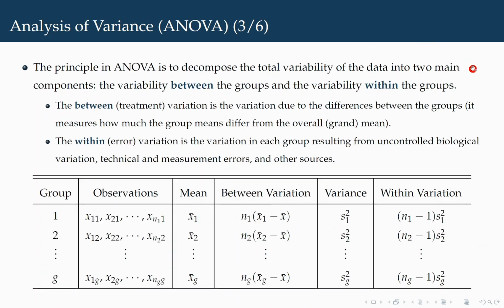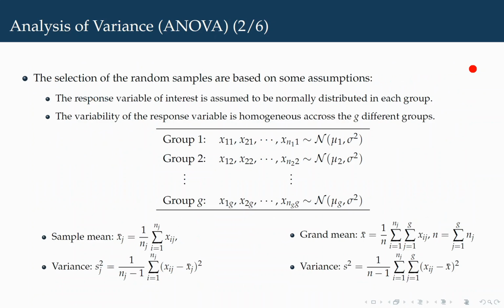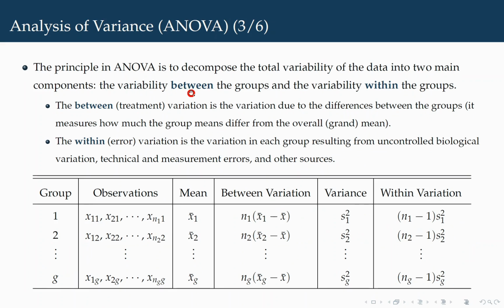Now the principle in ANOVA is to decompose the total variability of the data into two main components. Here the overall variance is S square, which is 1 over n minus 1 times the double summation of xij minus x bar the whole square, where j runs from 1 up to g and i runs from 1 up to ng. So the idea is to decompose this variance into two main components: one, the variability due to the differences between the groups, and the other, the variability due to the differences within the groups.